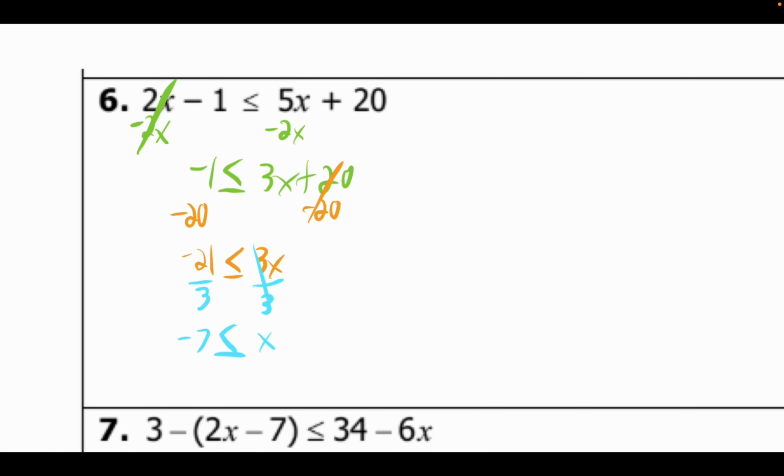Now, this is the answer. I personally prefer to have my variable on the left. That helps me with my graphing, and so I like to do that to make my life a little bit easier in that regard. So I just rewrite the whole thing, but because I flipped the sides of my inequality, I need to flip the inequality sign or symbol itself. So now it's x is greater than or equal to negative 7.